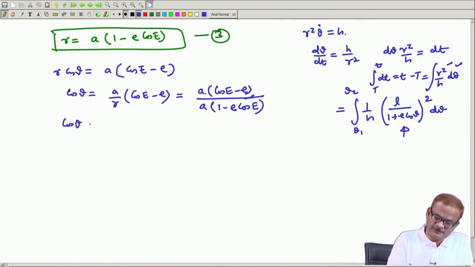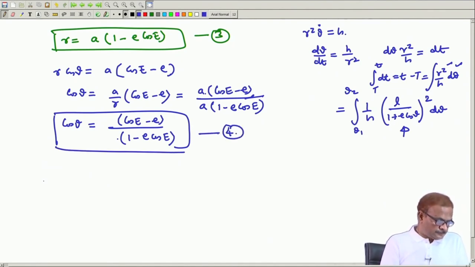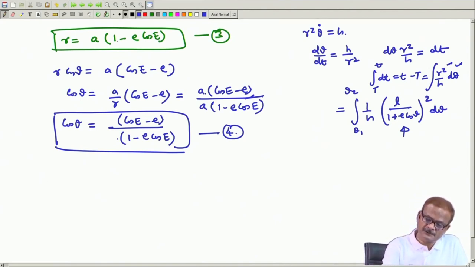So, this is our cos theta, cos E minus E over 1 minus E cos E, where A cancels out, so we eliminate A from this place. But still we have a form with which it is difficult to work. If we replace R in terms of this, we also require d theta, and we require it in a proper format. For that we need to work a little bit more.